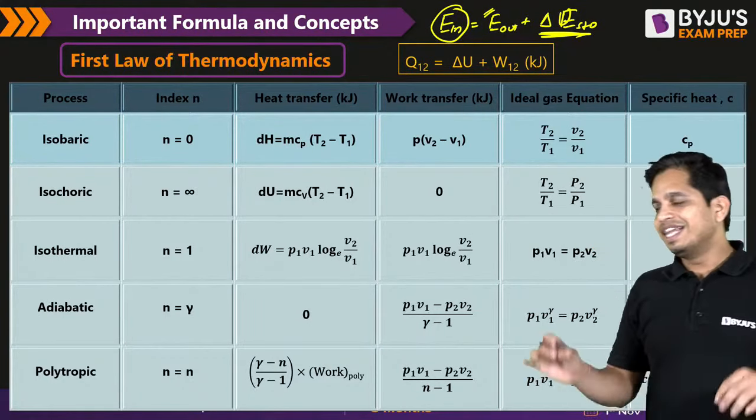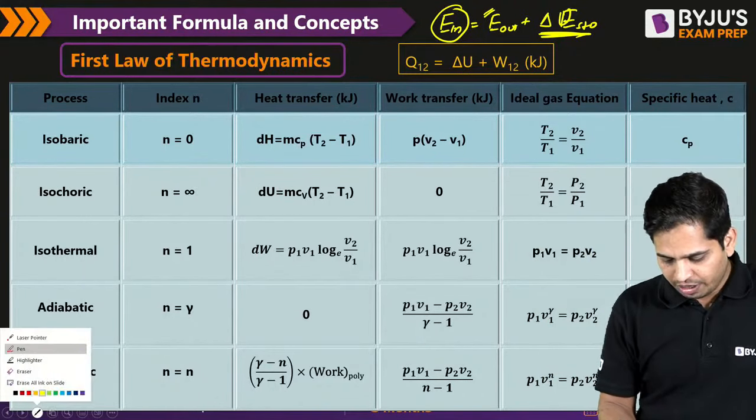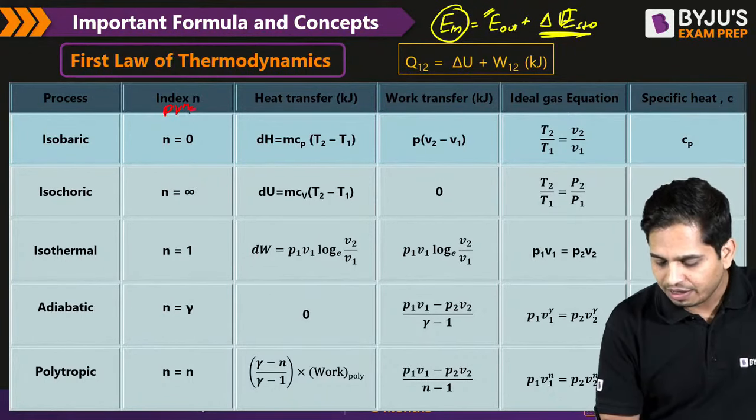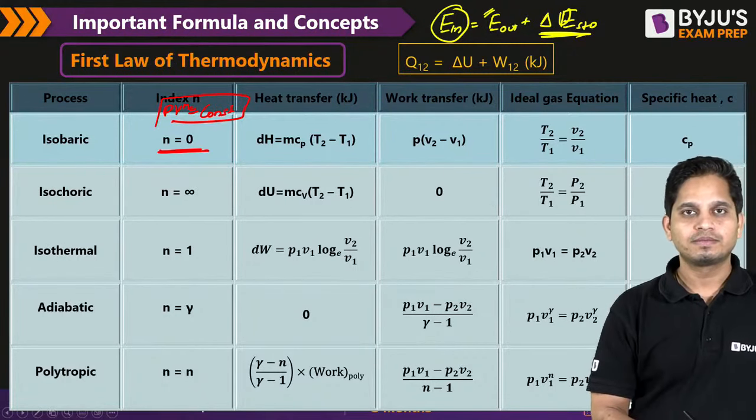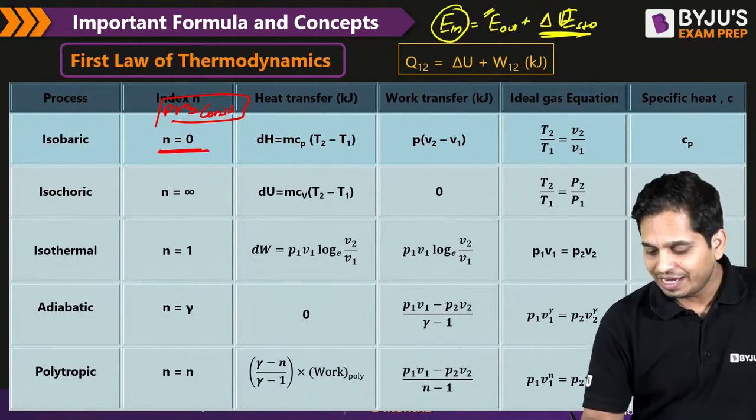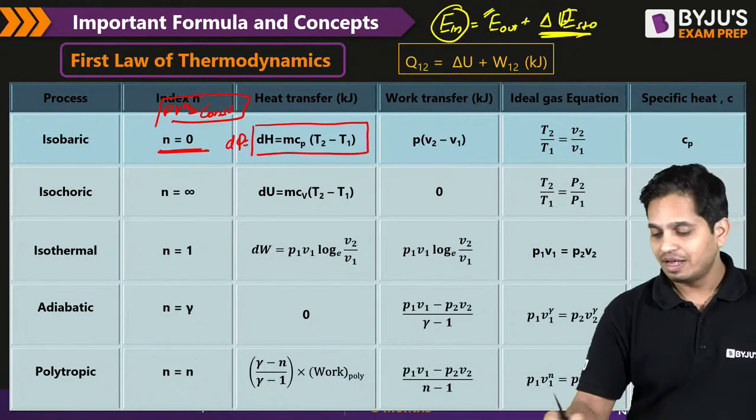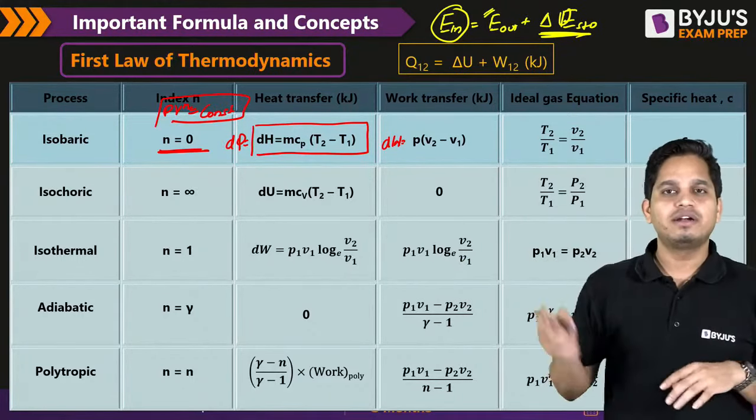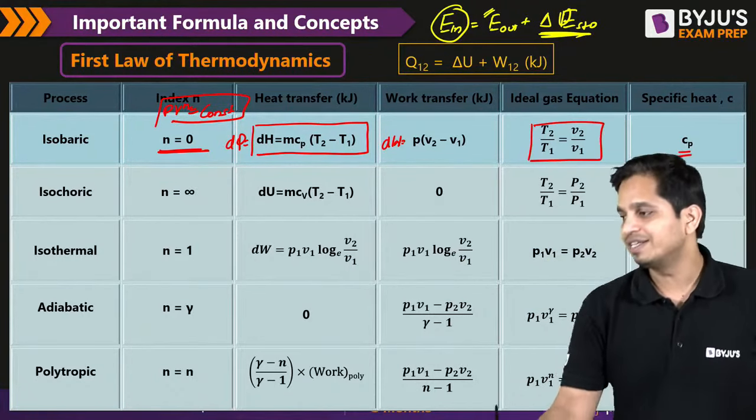Okay, chalo. This is very helpful information for all of you. So we know that we can show all the processes in the form of PV^n equals constant. Now for isobaric, n equals 0. And heat can be given as dQ equals dH for isobaric. And this is your dW. Since pressure is constant, take P out and integrate dV from V1 to V2. And this is the ideal gas equation, and specific heat is Cp.